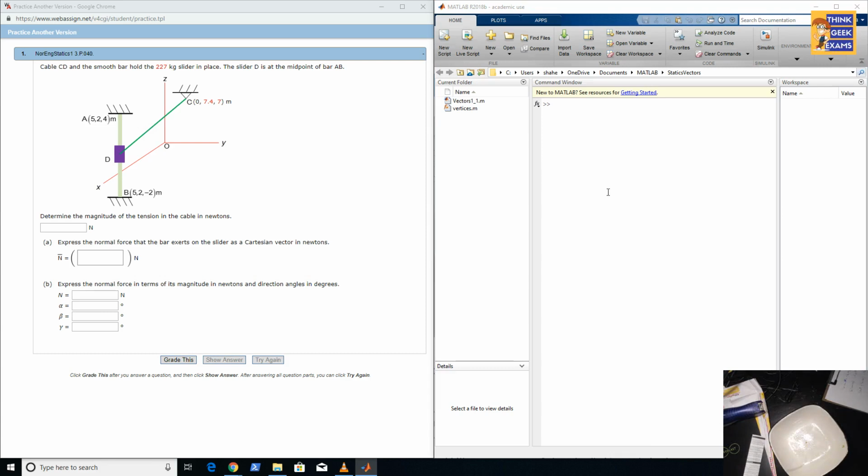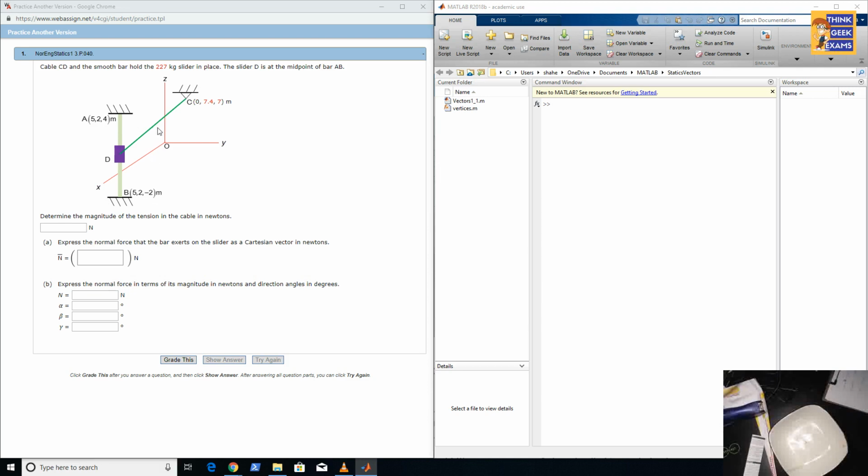So this is the second question in the fifth homework of statics, and here we have a slider on a smooth bar, and its weight is 227 kilograms, and the smooth bar is attached to points A and B, and the coordinates of those points are given, and there's a point C from which a string is holding on to the slider. The slider is at point D, which is at the midpoint of A and B.